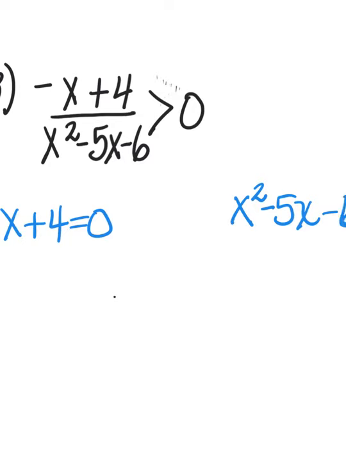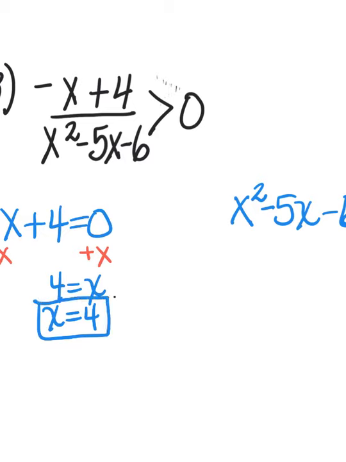Well, in the first equation, instead of subtracting 4, you know what I'm going to do here? My x is negative, so I'm just going to add x to both sides. So I end up with 4 is equal to x, which of course means x is equal to 4. All right, my second equation is a quadratic equation, x squared minus 5x minus 6.